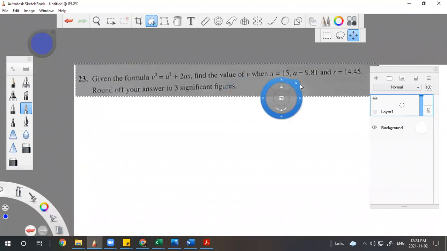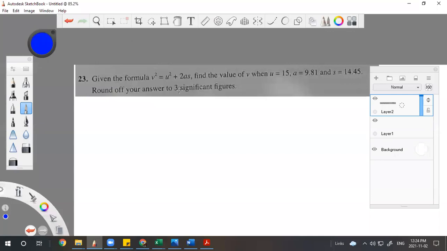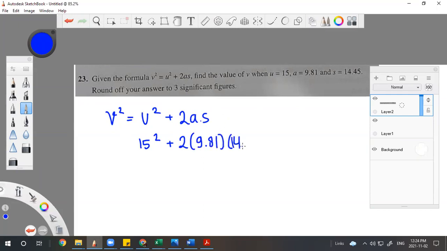Given the formula v squared equals u squared plus 2as. What is this formula? Don't think about it. This is the formula that you will learn in science in high school, in senior high, or AS, I think. v squared equals u squared, I read that one more time, plus 2 times a times s. Find the value of v when u equals 15, right? And then a equals 9.81, so 2 let it be, 9.81, and you change all the values, and s is 14.45. This is actually the scientific formula, okay? And you change everything by the numbers that are already given.